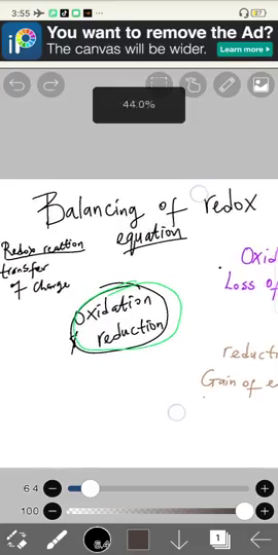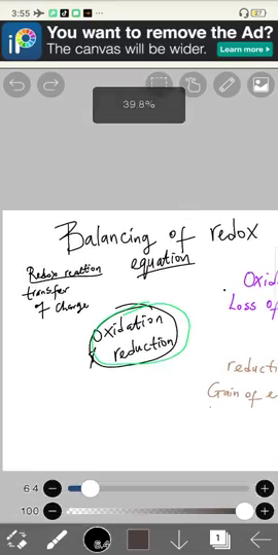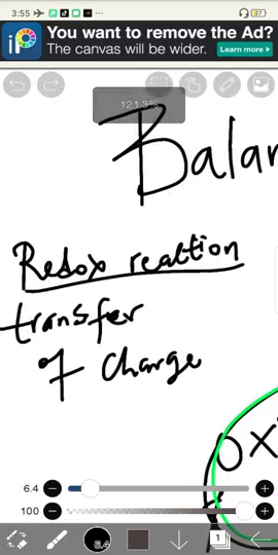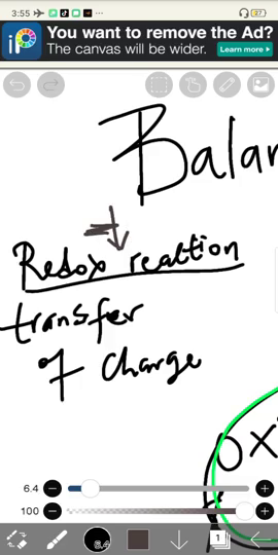Yeah, so today we'll be talking about balancing of redox equations. When we are balancing redox equations, you should definitely know that we are dealing with what we call a redox reaction. And what is a redox reaction? Remember I told you before, a redox reaction is a type of reaction where there is transfer of charge. There's always a transfer of charge. Or you can say a redox reaction is a type of reaction where oxidation and reduction take place. So whichever way you want it.